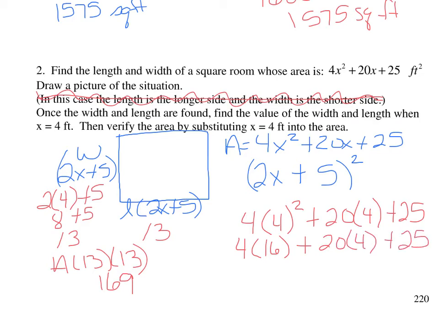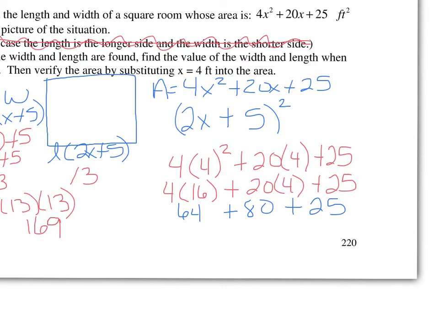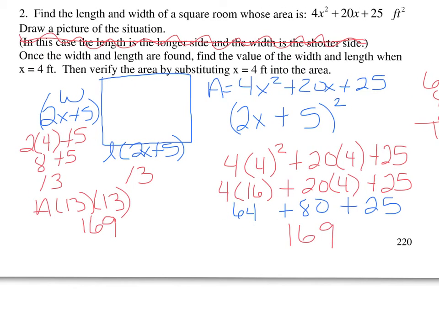4 times 16 is 64. 20 times 4 is 80 plus 25. And all of that comes out to be 64. Let's add it over here to the side just to make sure. That comes out to be 169. So we've just verified that we have the right factors. By finding the area this way and this way, they come out to be the same.